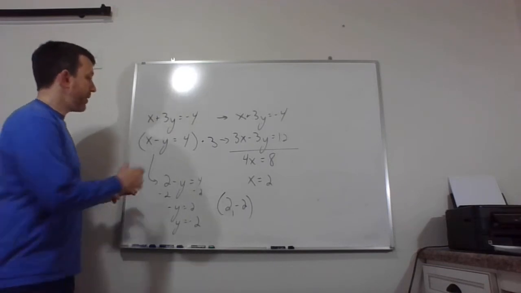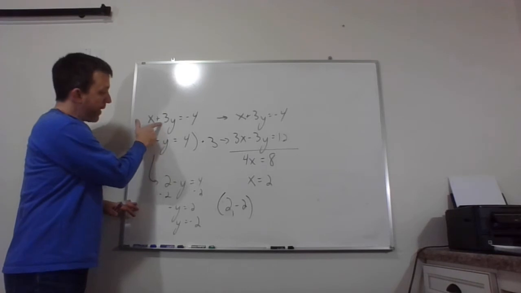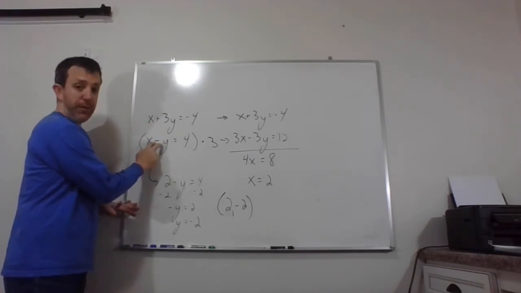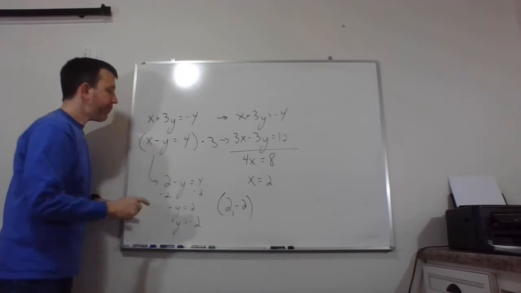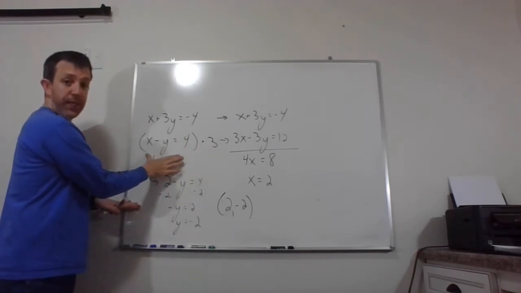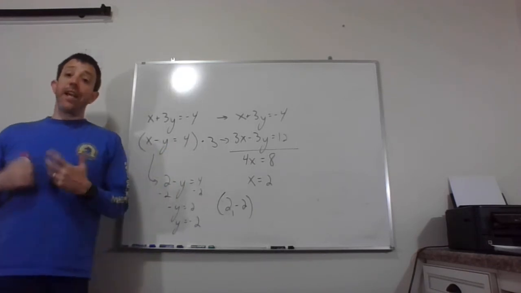So my choice here was to multiply the second equation by 3. If I do that, I will have a positive 3y, and then I will have a negative 3y when I multiply by 3. The big key here is, since I'm choosing to multiply this one by 3, all 3 of those pieces have to be multiplied by 3. You can't just do the y's.